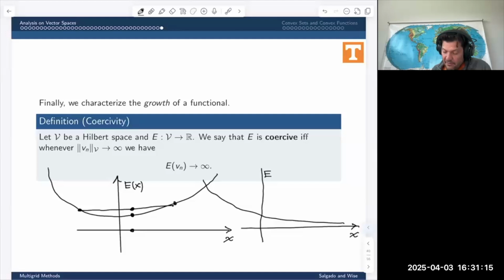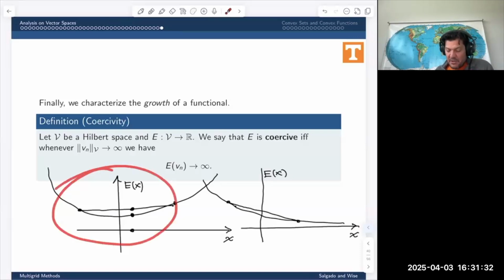However, it is convex. It's convex because if we take a secant line between any 2 points, the secant line lies above the graph of the function. So this function in some sense is good for us in optimization, and this function is somehow bad for us in optimization.